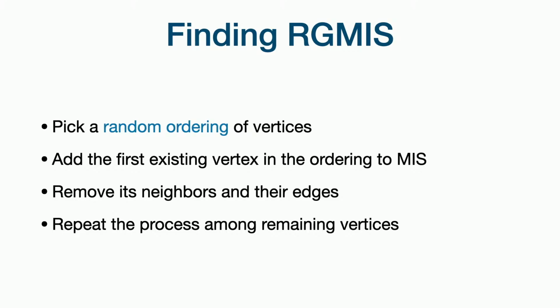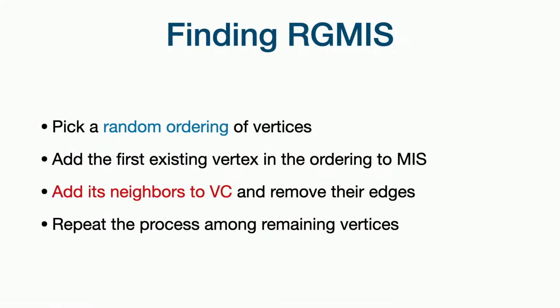Because we know how to construct a randomized greedy maximal independent set in the dynamic setting, and then we can take the complement. It's going to be giving us a 2-approximate minimum vertex cover. Okay. So this was the algorithm for finding a randomized greedy maximal independent set, and we can also view it as an algorithm that constructs an approximate minimum vertex cover of the graph.